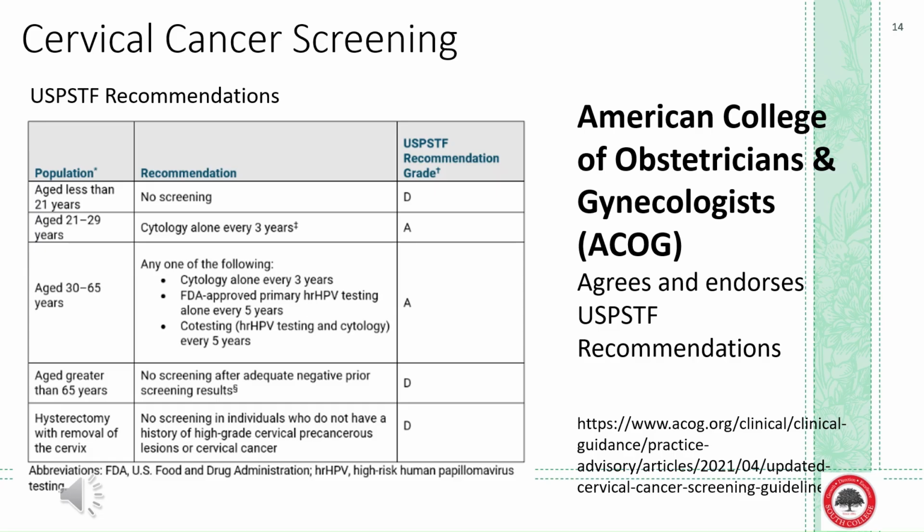You'll find that the USPSTF has recommendations along with the ACOG, the American College of Obstetrics and Gynecology. ACOG agrees with USPSTF recommendations, and they recommend that Pap smears begin at the age of 21 and continue every 3 years through the 20s. Pap smear is not indicated in lower age women, even if they have sexually transmitted disease risk.